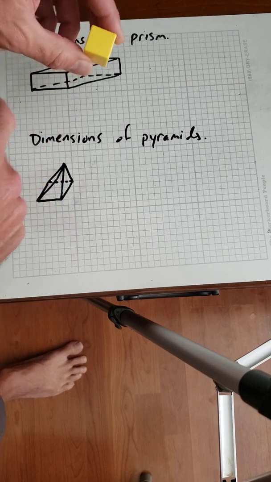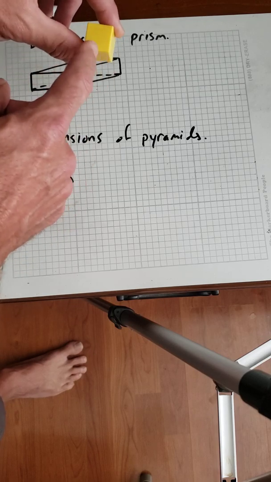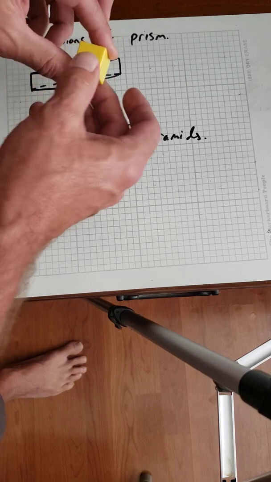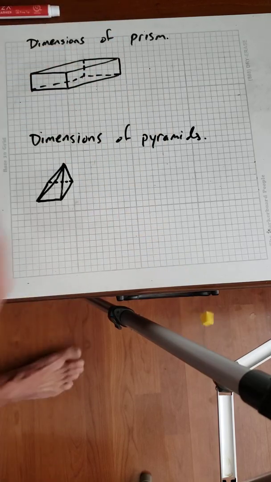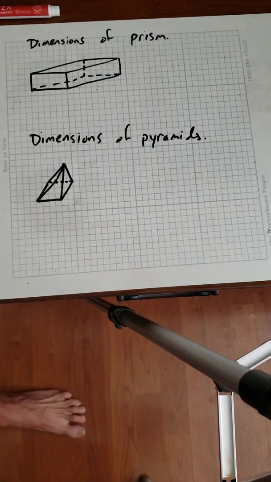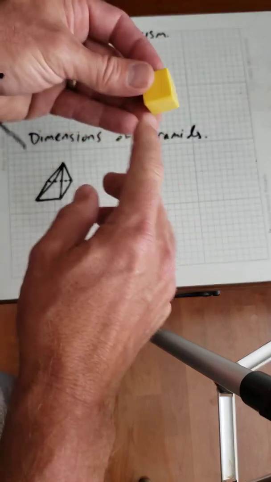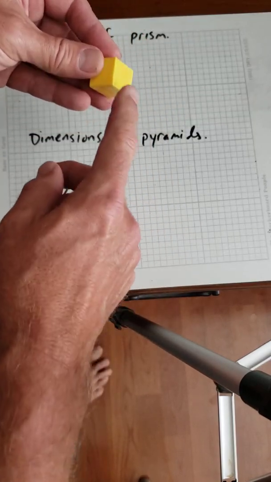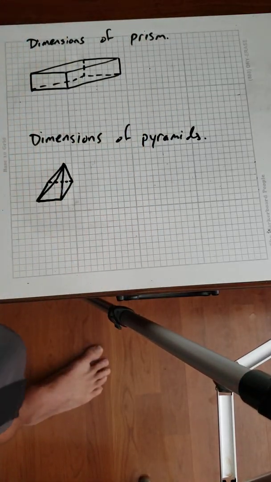For the one I'm holding, it might actually be the same number. Maybe it's 5 and 5 because this is a square. But if this is not a square, then you'll have a dimension for here, a dimension for here, and a dimension for here. So I'm going to color code a little bit, and we're going to assume that this is not a square.